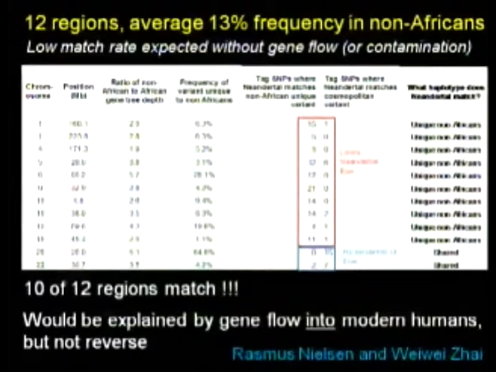And importantly, it can't be explained by gene flow into Neanderthals, because these regions are discovered in modern humans without access to Neanderthals, so they're prioritized in modern humans. So it suggests that this must be due to gene flow into modern humans.